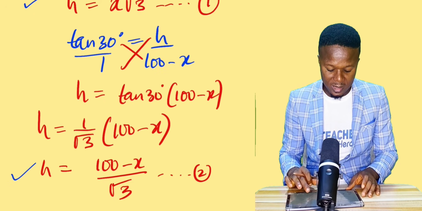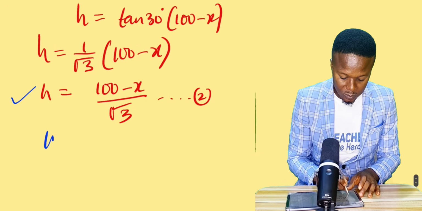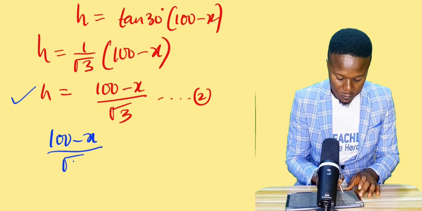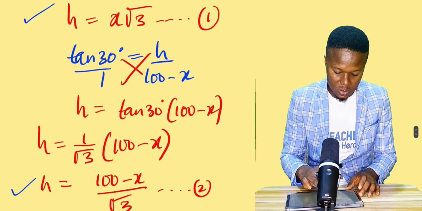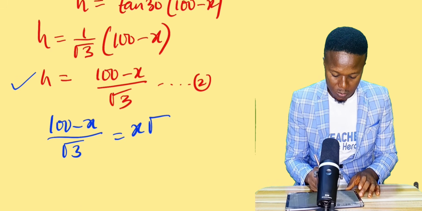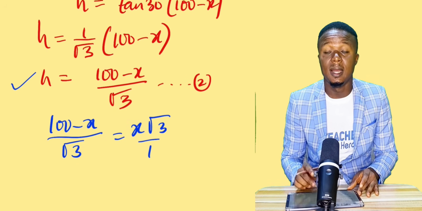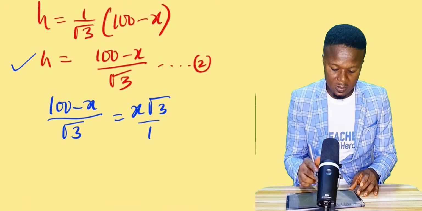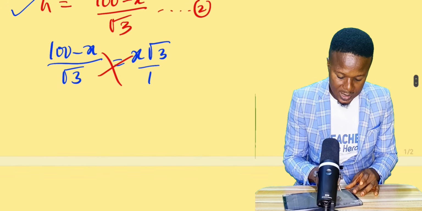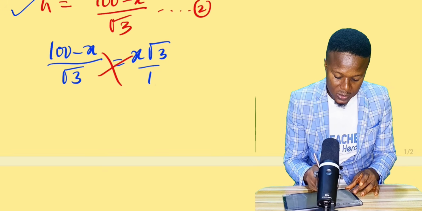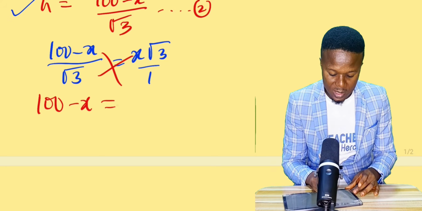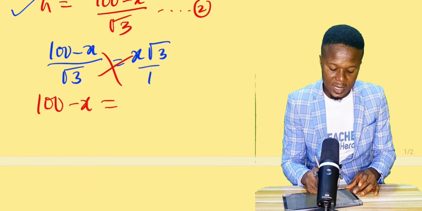So we are not wrong if we write that 100 minus x over root 3 equals the first equation, which is what? x root 3. You can call this over 1, then cross multiply. When we cross multiply, we'll be having that 100 minus x times 1 will still give us 100 minus x. Everything is equal to root 3 times x root 3.